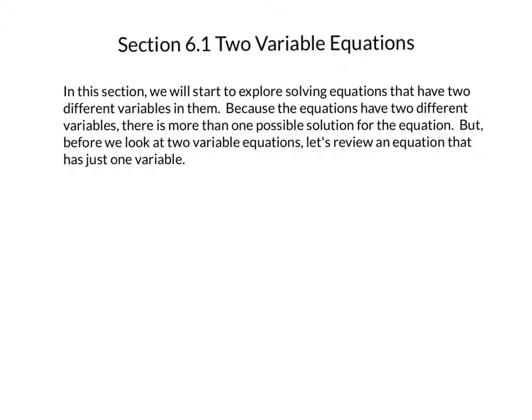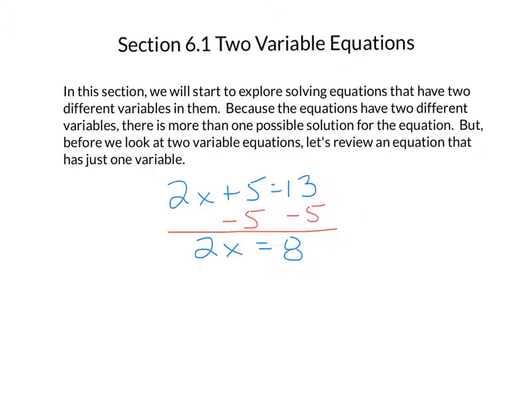If you are given the equation 2x plus 5 is equal to 13, there is only one possible answer for that particular equation. We can solve that using algebra by getting the x all by itself on one side. First of all, we would subtract 5 from both sides, which would give us on the left side 2x, and on the right side 13 subtract 5 would give us 8.